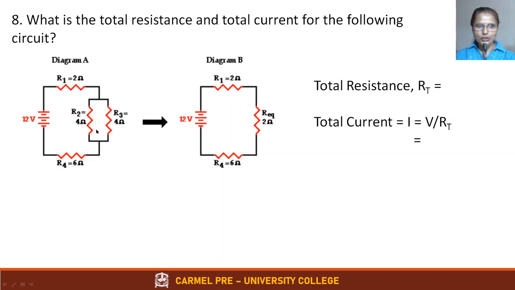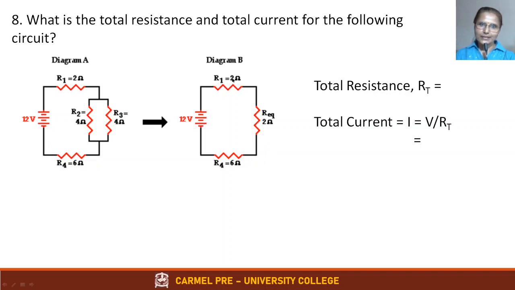So your job is first to simplify this into a single resistance. When two resistors are in parallel, the equation is R1 R2 divided by R1 plus R2. So 4 into 4 divided by 4 plus 4 is 16 by 8. This can be simplified as 2 ohms. Now this is 2 ohms which is here, and all the rest of the resistors are here. So how are these connected? They are in series. So what is the total resistance now? 2 plus 2 plus 6, which is 10 ohms, correct? 2 plus 2 is 4, 4 plus 6 is 10 ohms.